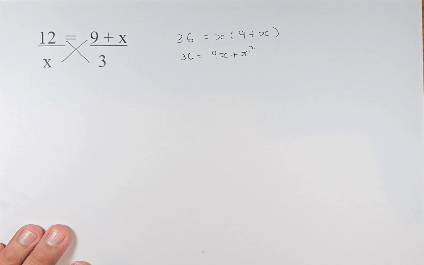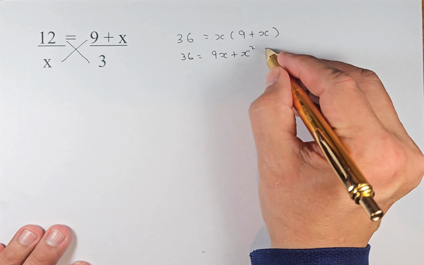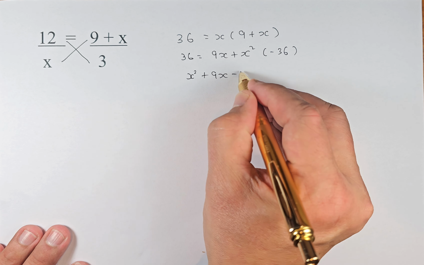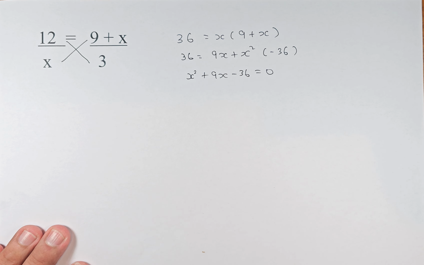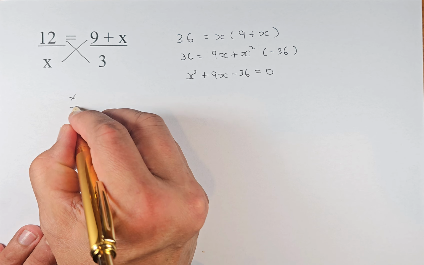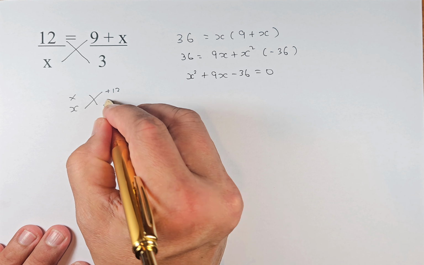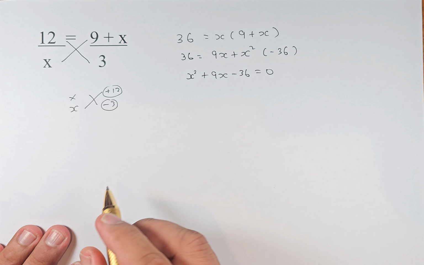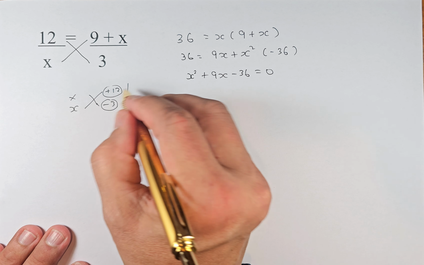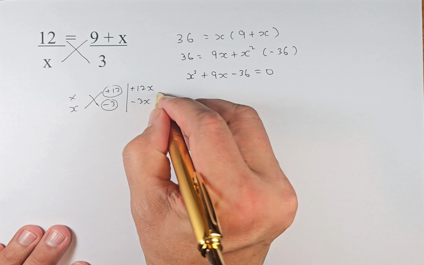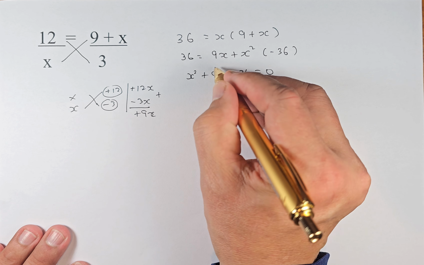And then, as I said before, if you are solving, you must make it ax squared plus bx plus c equal to 0. So in this case, we're going to minus 36 on both sides. So that equation is going to be x squared plus 9x minus 36 equals 0. Now we are going to factorize it. x, x, and I've done it before. It's going to be plus 12 and minus 3, because plus 12 and minus 3 will give you minus 36. Cross multiply them, so x times 12 is plus 12x, minus 3 times x is minus 3x, and when you add them up, it's going to be plus 9x, and that's the middle number here.